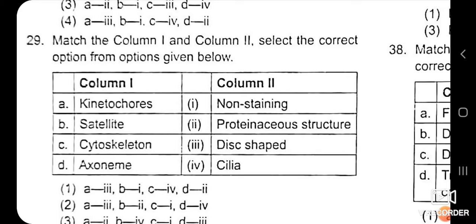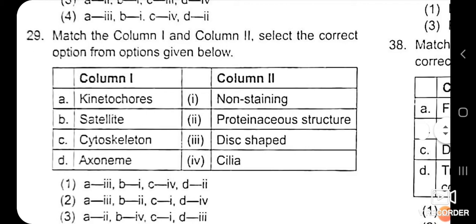Okay, now the first point is the kinetochore. In the structure of nucleus, we have seen that kinetochores are disc shaped. They are the disc shape near to which the centromere arises. So kinetochore means disc shape. Satellite is a structure which is present in some chromosomes and it is a non-staining body, which is also called a secondary constriction. Non-staining body means it is not stained by any stain. So non-staining is the answer for satellite.